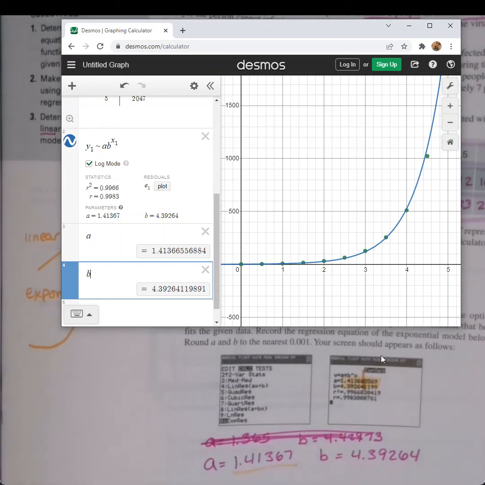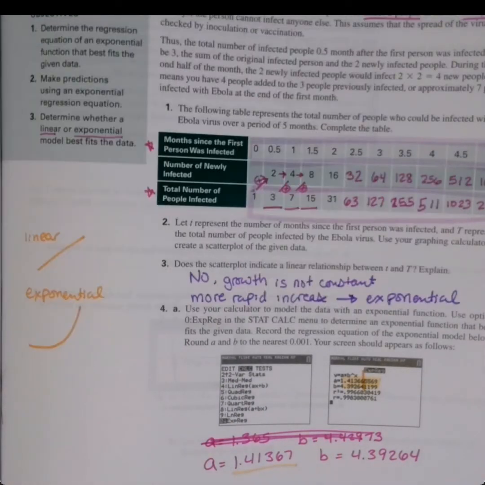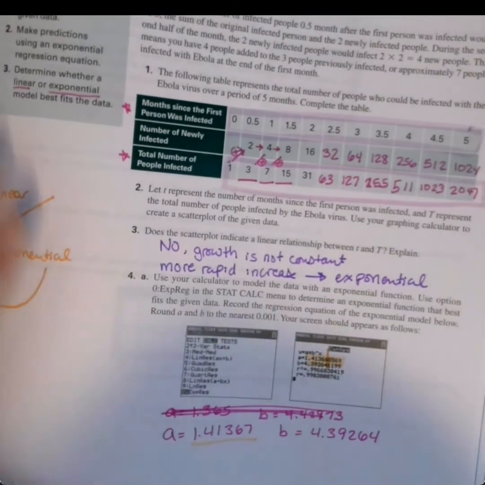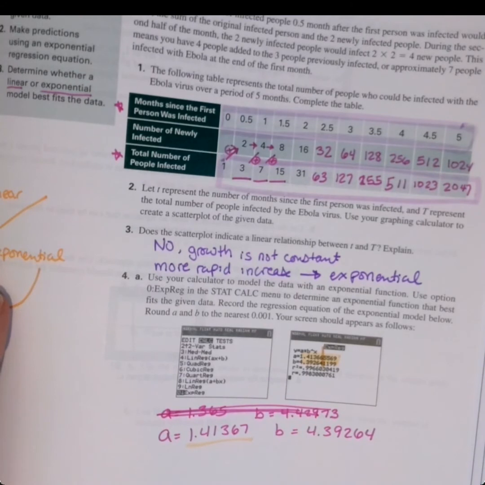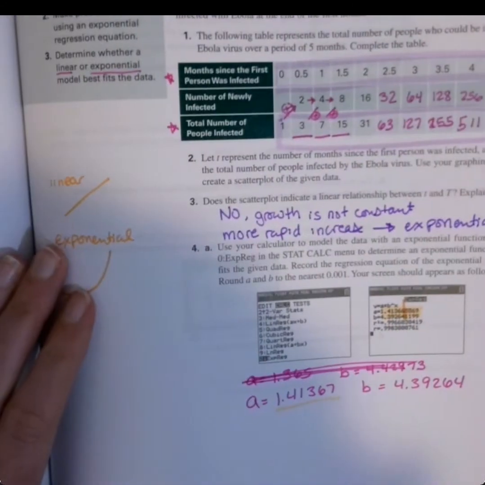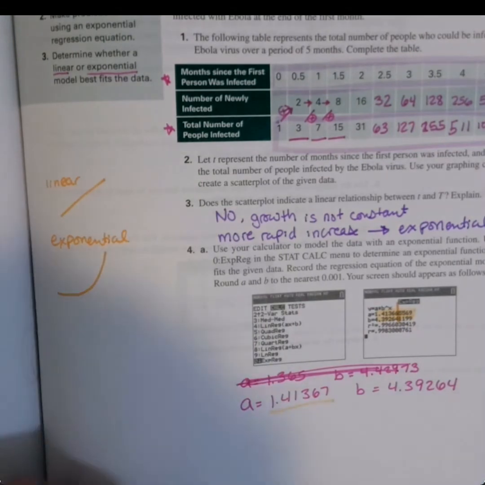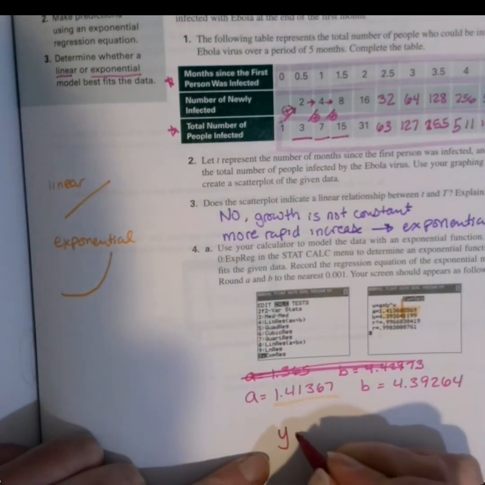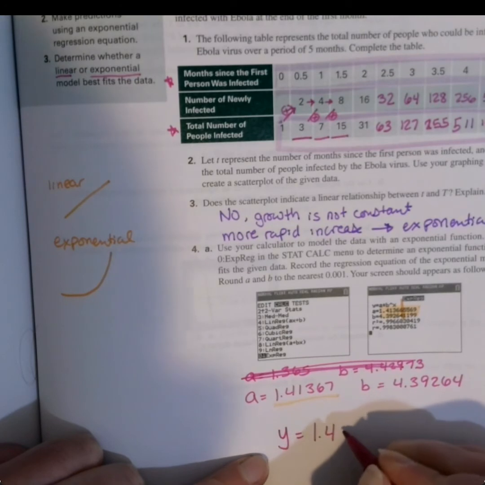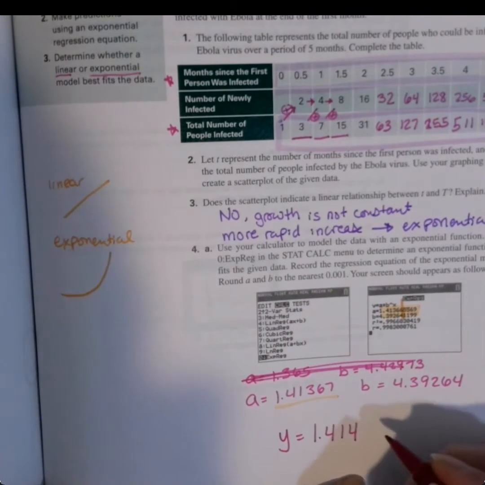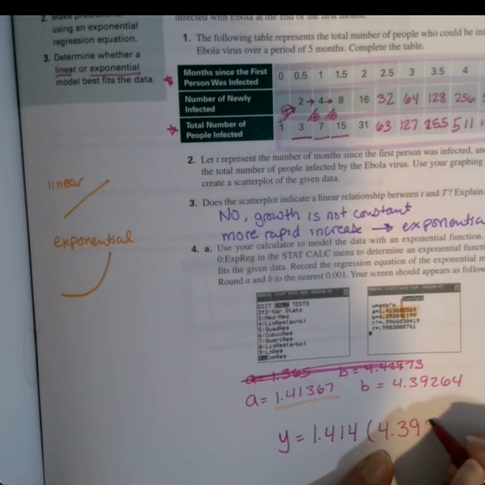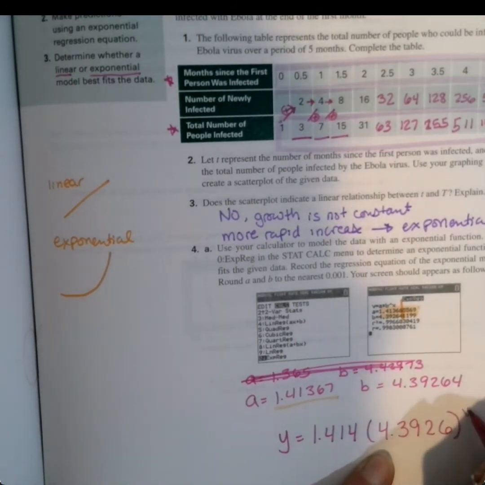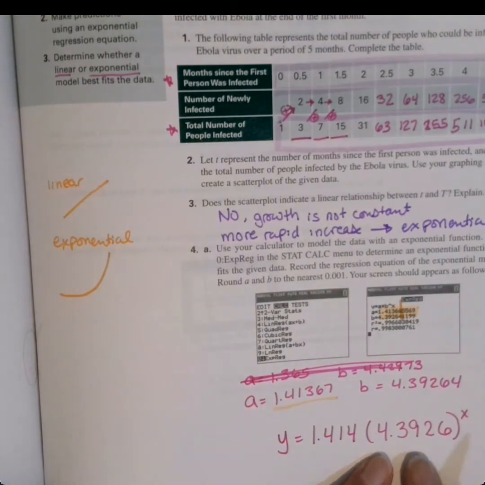All right. So I'm going to pull this screen off just for a moment so I can write on the bottom. Those are the parameters. The parameters are not the equation. We want the actual model, the equation. So we're going to put that back together. Y equals 1.414, I'm going to use 3 places on my A value, times 4.3926 to the x. I'm going to use 4 places on my B value.